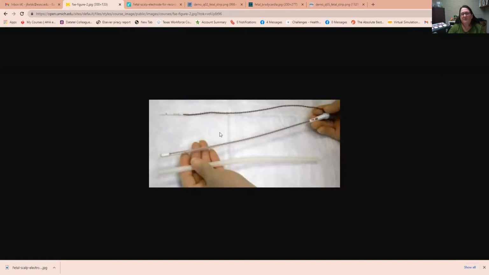This is what the fetal scalp electrode looks like, and you can see the size of the hands. Right here at the end is where there's a tiny coil, and I'm going to show you a close-up view of that. I just wanted you to see this one so that you can see the size of it. It's actually a very tiny wire.